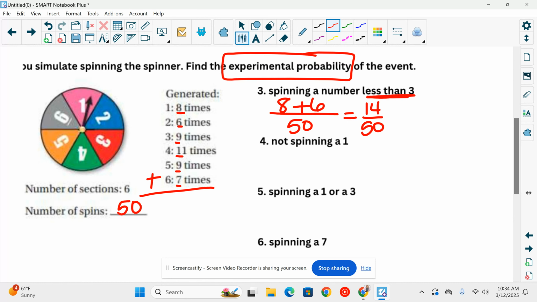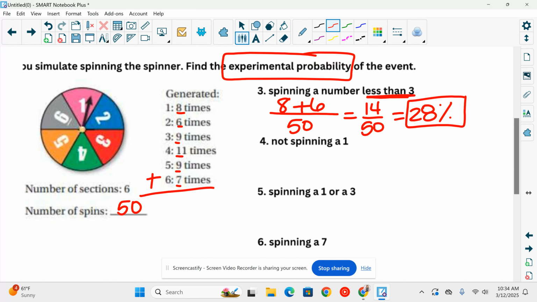Alright, Parker, what'd you get? 28%. So my probability is 28%, and the likelihood is unlikely. Next, not spinning a 1.